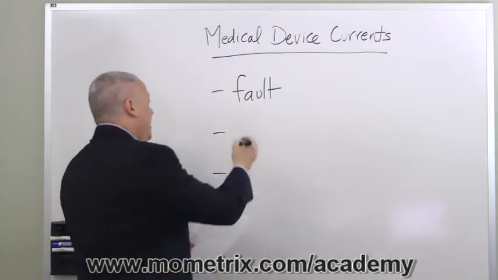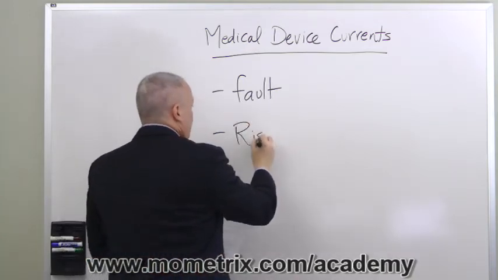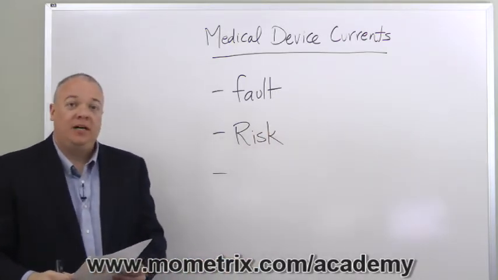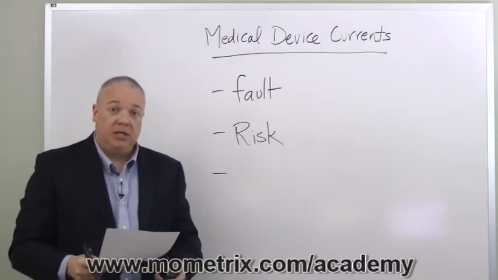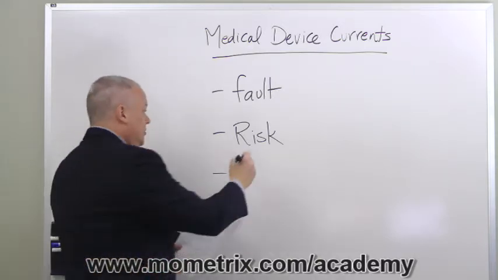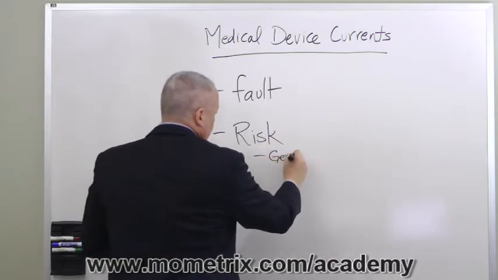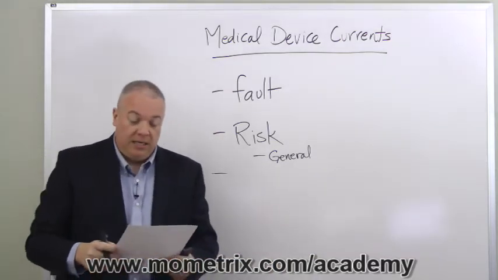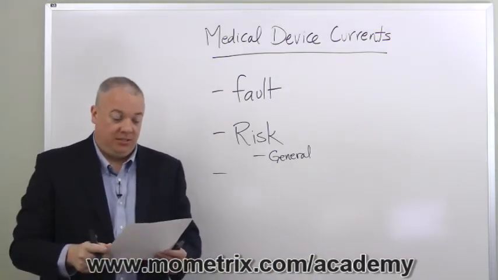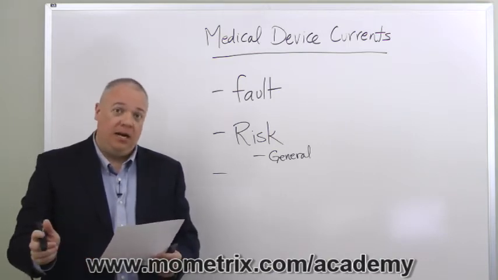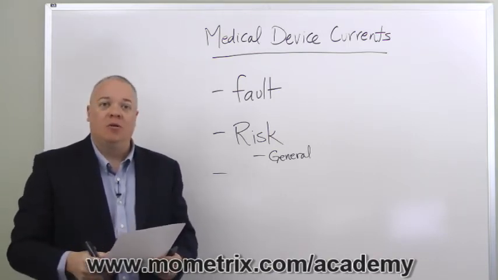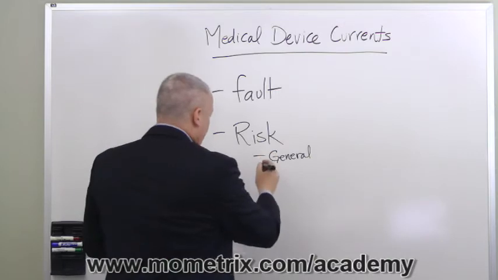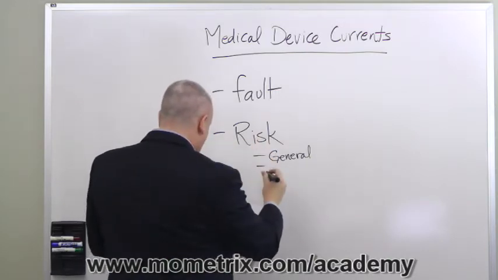A second, we want to talk about risk current. Now, this would be normal flow of current through the medical device, and risk current comes in at least a couple of different forms. There is general. General risk current occurs when a device is working normally and not connected to any other devices, and it is not grounded. No ground, not connected to other devices, but working normally. This would be considered general risk current.